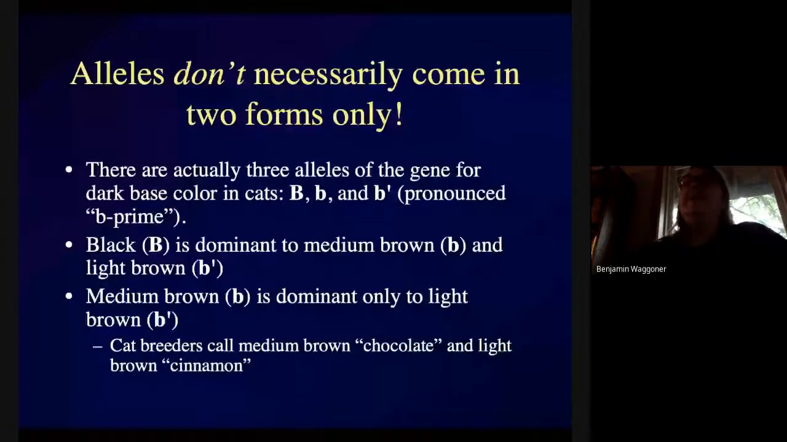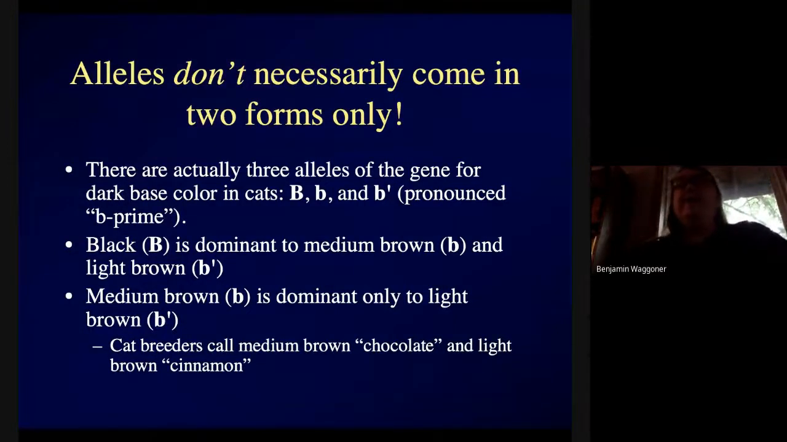With the examples that we looked at of Mendel's peas, there was purple or white flower color. However, we now know that alleles don't come in only two forms. One example is that there are actually 3 alleles of the gene for a dark base color in cats. We can write these capital B, lowercase b, and lowercase b with a tick mark next to it, which we pronounce B prime.